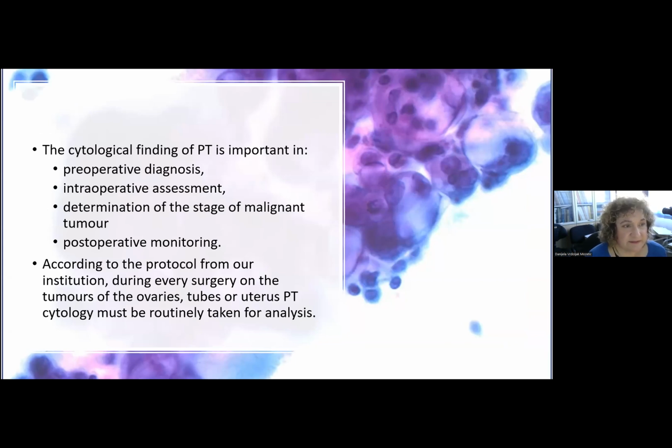It is important in preoperative diagnosis, intraoperative assessment, determination of the stage of the malignant tumor, and for postoperative monitoring. According to the protocol from our institution, during every surgery on the tumors of the ovaries, tubes, or uterus, peritoneal fluid must be routinely taken for analysis.